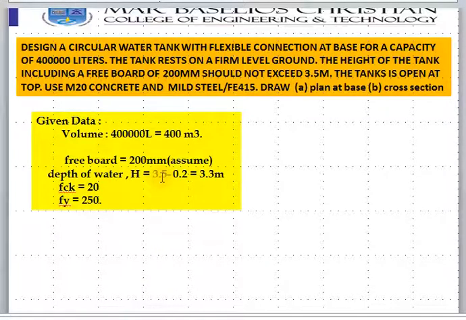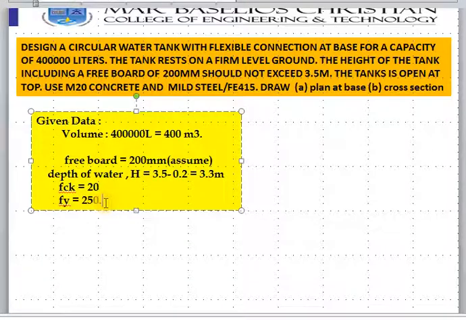So volume is given as 4000 liters. We know that 1 meter cube is 1000 liters, so dividing by 1000, you will get 400 meter cube. Depth of water, as I told you, is 3.5 minus 0.2, which is 3.3 meter. fck is 20 because M20 concrete is used, and fy is 415 because we can use mild steel or Fe415. I have used Fe415 here. Somebody who wants to do it with mild steel, that is not a problem; it is either 250 or 415.